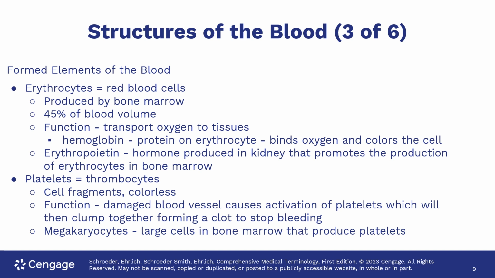Platelets or thrombocytes are pieces of cells and are colorless. They clump together to form a clot to stop bleeding. Megakaryocytes are cells in the bone marrow that produce platelets.